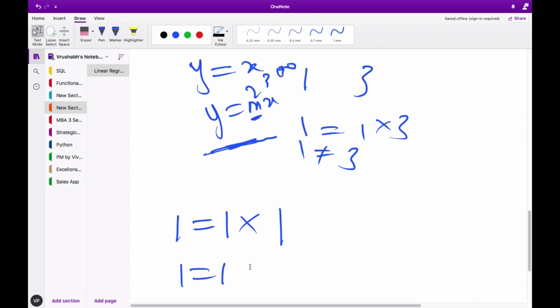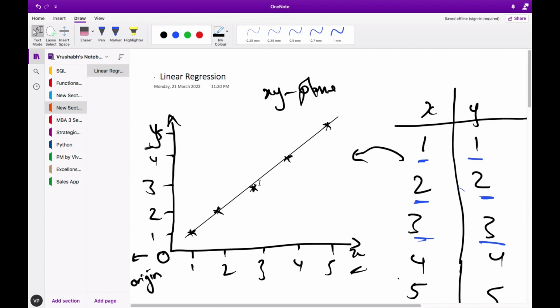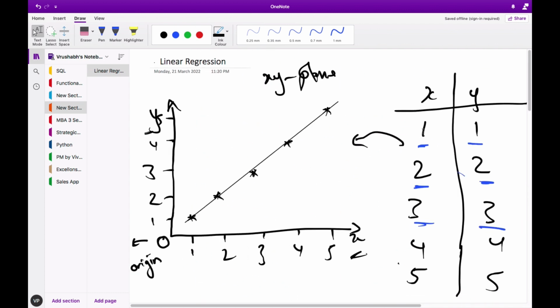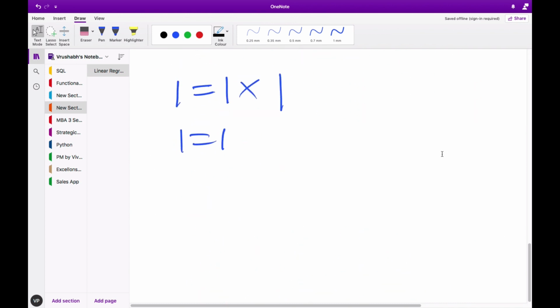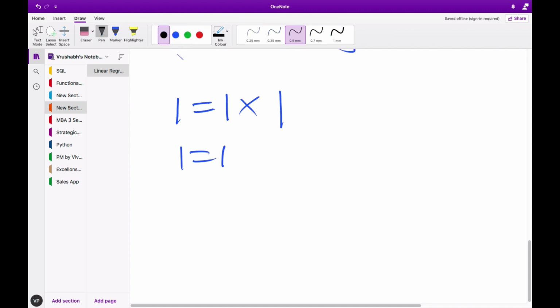Okay, now we're going to take another scenario where the values are not going to be the same, where the x values are not going to be the same as our y values. Okay, so let's take another example over here. I'm going to get another table over here. So let's say we have our x values, then we have our y values over here.